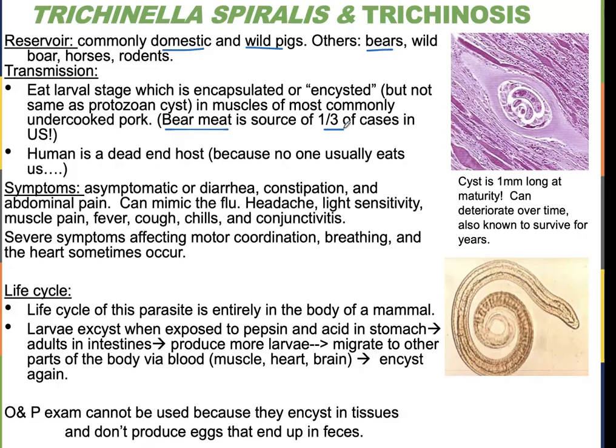So what happens in this one is unusual because this worm, when it gets into a host, it actually leaves the intestines and it likes to burrow into tissues, and it just kind of lays there as a cyst. So the larval stage is encapsulated, or we call it encysted. I mentioned it's not the same as a protozoan cyst, but it is kind of a little bedroom or a little container for itself. And so it just lays there in your tissue.